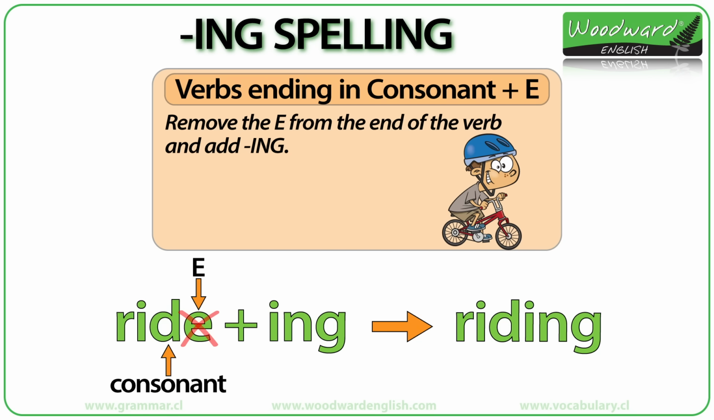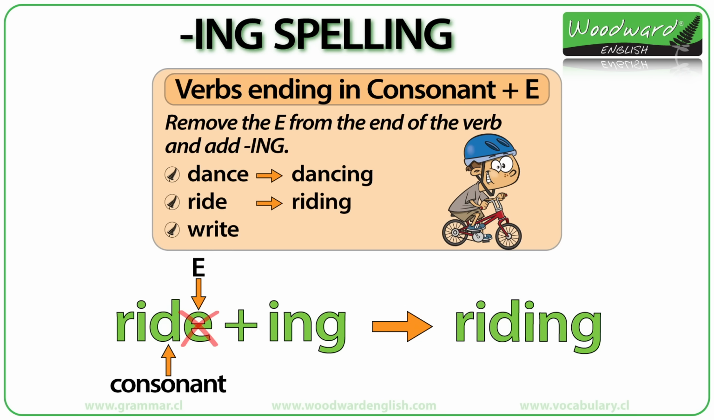Let's see some more examples of verbs ending in a consonant plus E. Dance, ride, and write. We remove the final E and add ing to the end of them. Dance becomes dancing. Ride becomes riding. Write becomes writing.